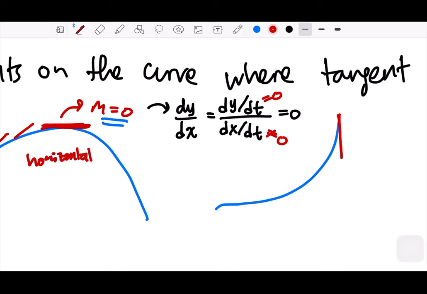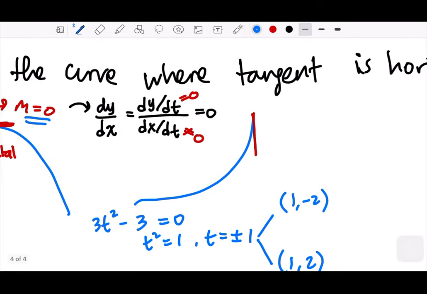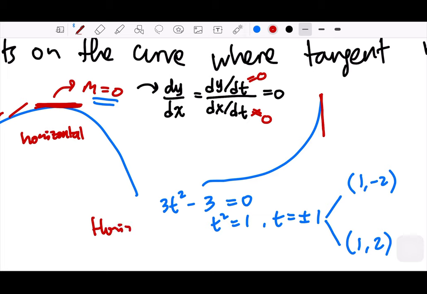And then we have our dy over dt, which we get from the equation 3t squared minus 3, and this should be 0. And then we get t squared equals 1, or t is plus minus 1. And if we take the points of x and y, we are going to have these two particular points. Okay, now that is the horizontal. So this is the horizontal tangent. Let me write here: this is horizontal.